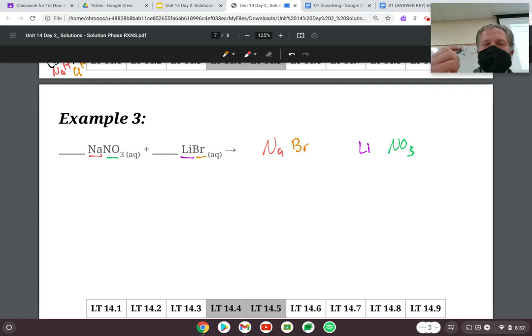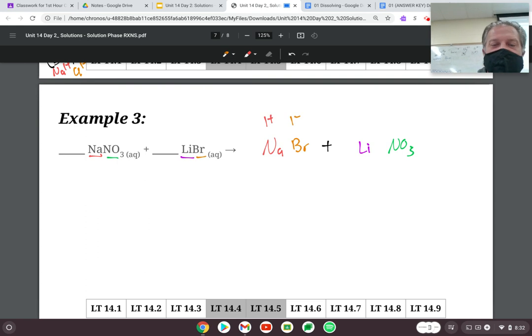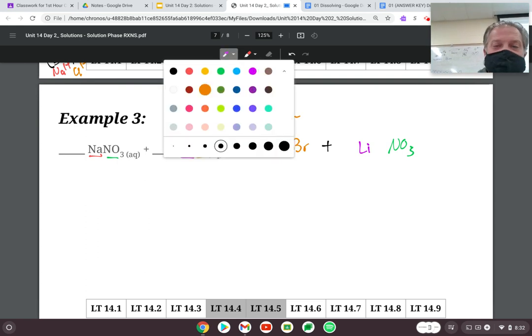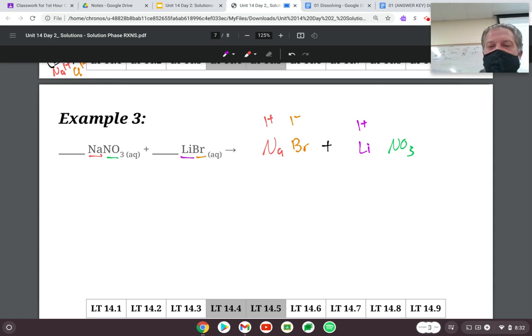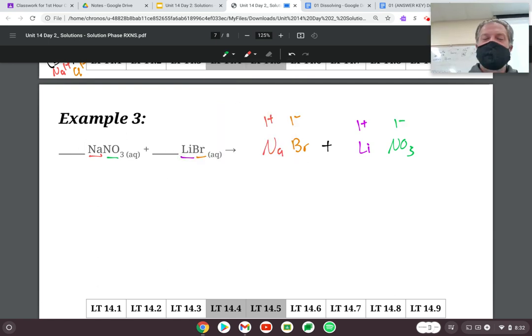Okay. Now, before I go much further, I'm going to check my charges and cross them down, right? I see that sodium is a +1, and I see that bromide, because it's in group 17, is a -1. I see that lithium is a +1, and I see that nitrate, when I flip it over on the back of my periodic table, is a -1. Okay, so this happens to be balanced the way that it is, and it nicely works out. Now I have to identify whether or not it's soluble.